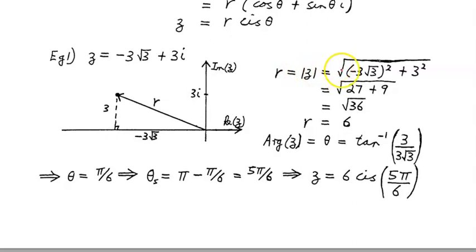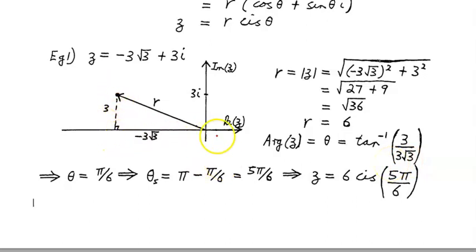Okay, so r is mod z, so we get the square root of negative 3 root 3 all squared plus 3 squared. That gives us 9 by 3, so the square of that is 27, plus 3 squared is 9. Square root of 36. All right, and r equals 6. All right, so the principal value arg of z is theta equals inverse tan 3 on 3 root 3.